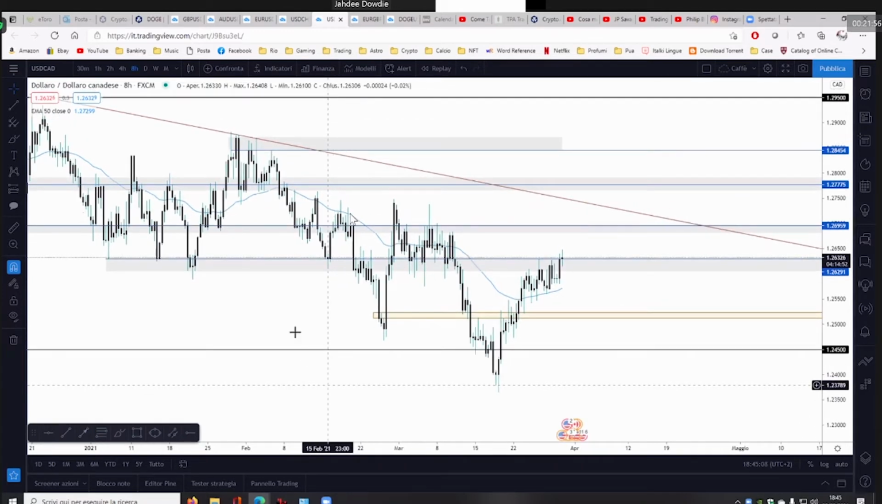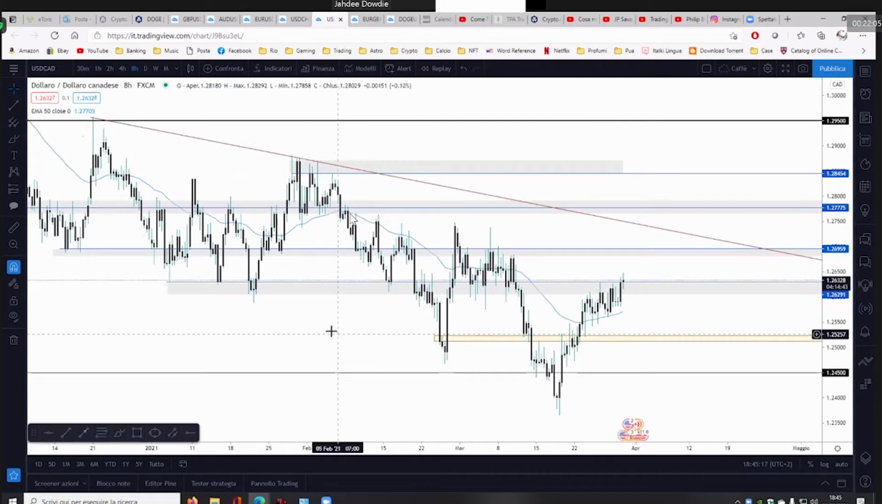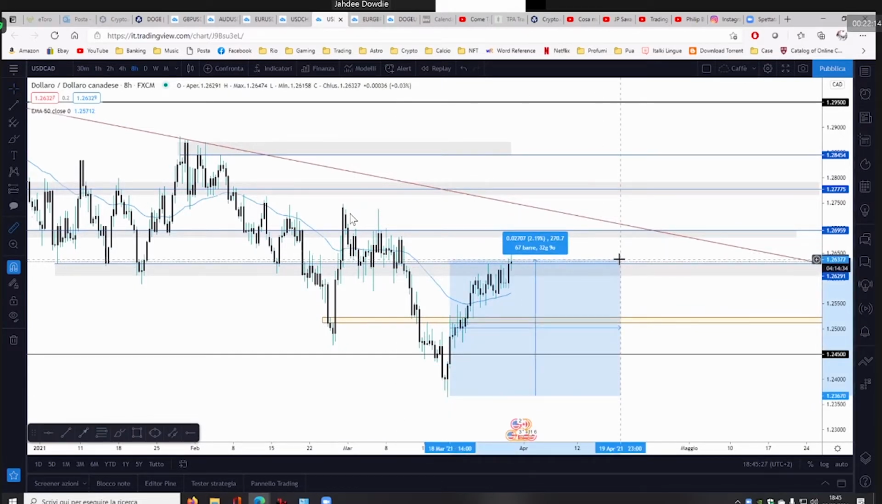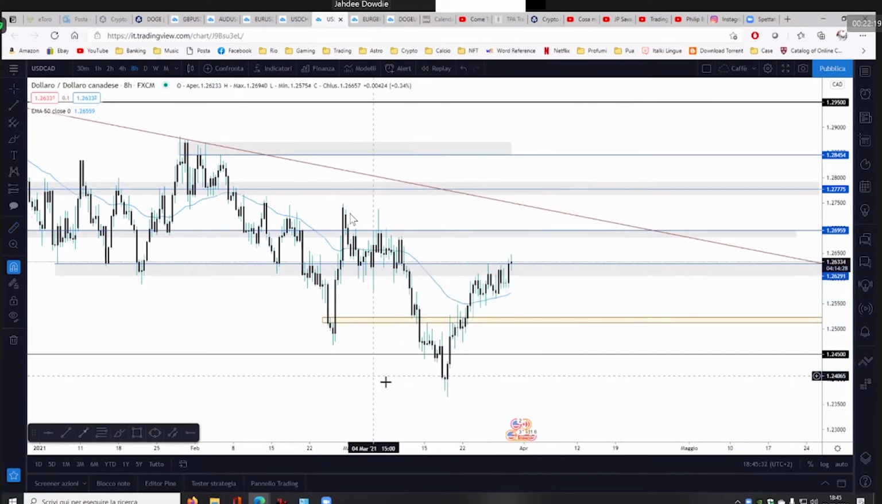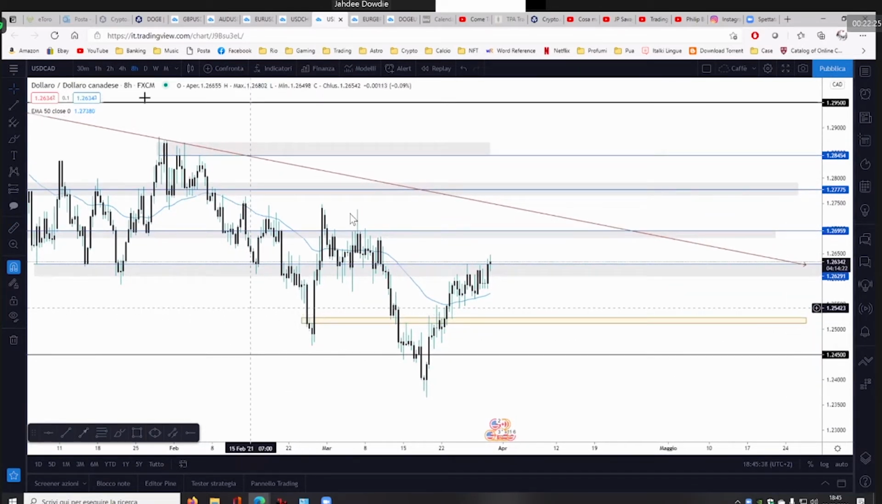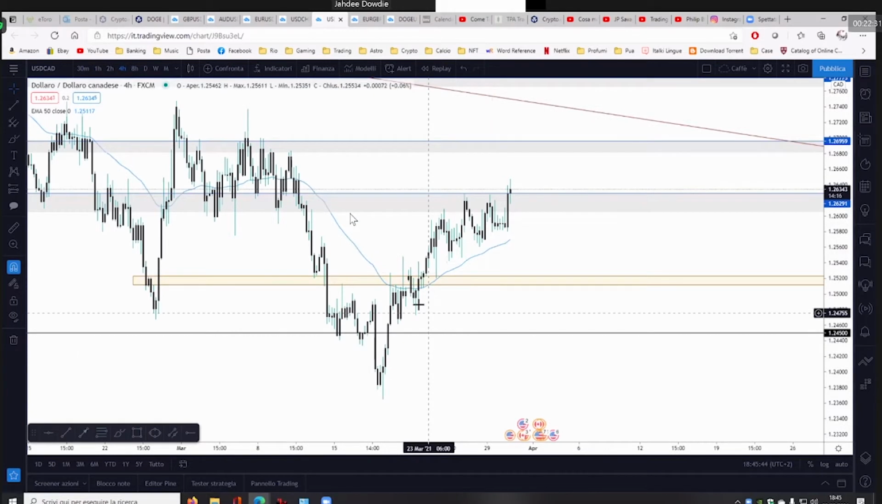Also, for example, here the USD CAD. So the overall structure, as we can see, is bearish. But from here to here, there are already 270 pips. Sometimes I just feel that even if it is a counter trend, maybe there are still chances to milk pips.